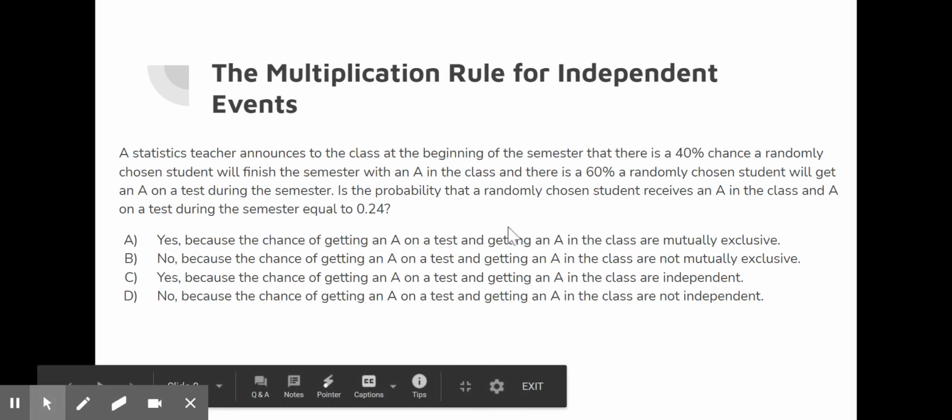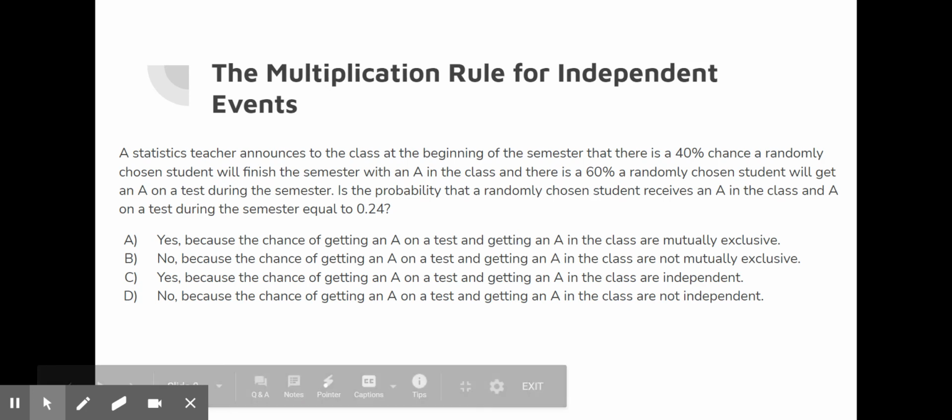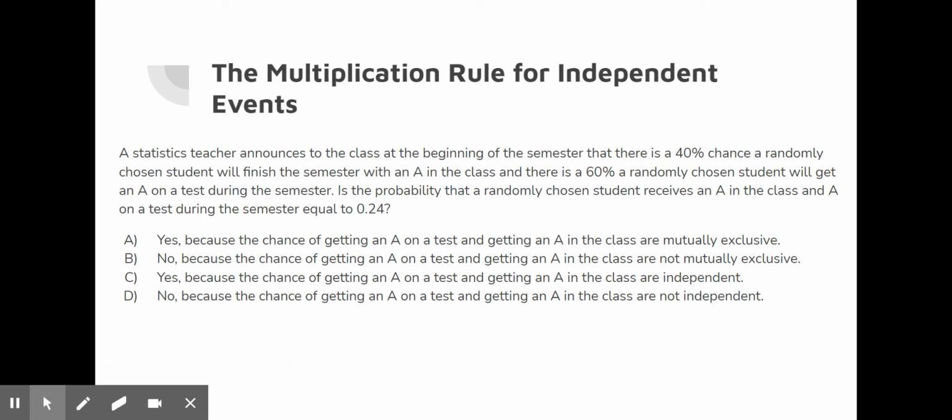Okay, a statistics teacher announces to the class at the beginning of the semester that there's a 40% chance a randomly chosen student will finish the semester with an A in the class. And there's a 60% chance a randomly chosen student will get an A on a test during the semester. Is the probability that a randomly chosen student receives an A in the class and an A on a test during the semester equal to 0.24?